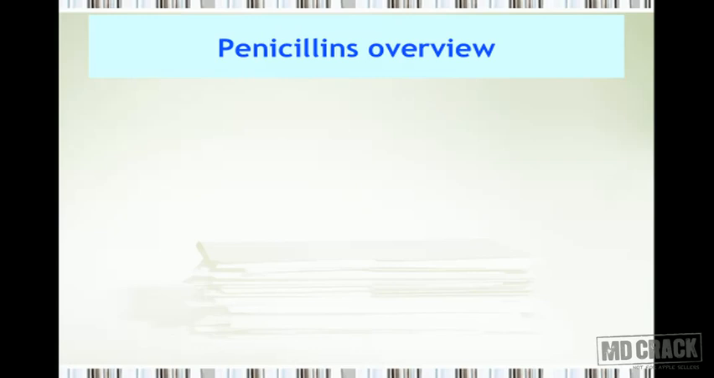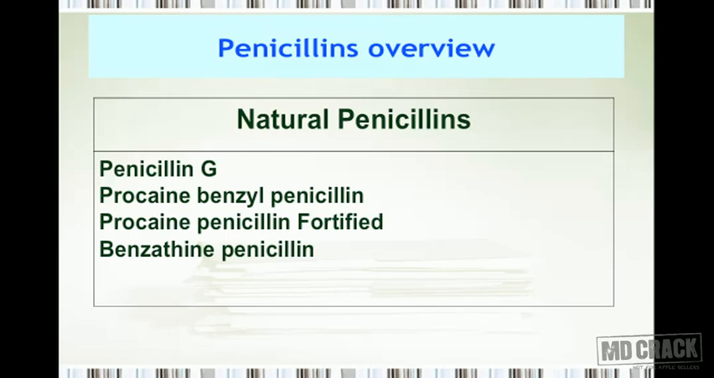Now we go to overview the penicillins, because the chapter was spread out in so many sessions and there are many drugs under this group. Let's have a look at it. Natural penicillins means penicillin G and its derivatives. The first one is penicillin G. Next are procaine-benzyl penicillin, procaine penicillin fortified, and benzathine penicillin. Penicillin G was the oldest, the first penicillin, and all three shown on this slide are the repository or depot preparations of penicillin. Benzathine penicillin was the longest acting, for 3 to 4 weeks. So that's about natural penicillins.